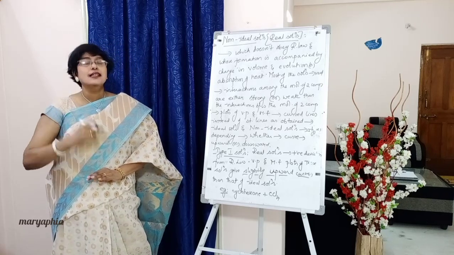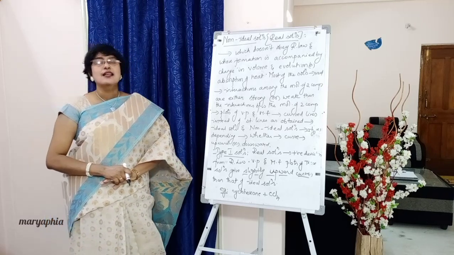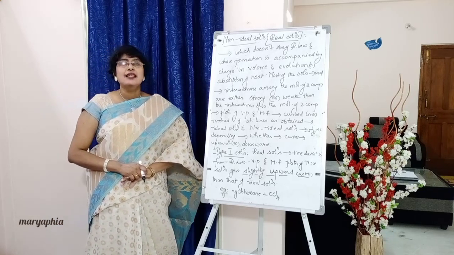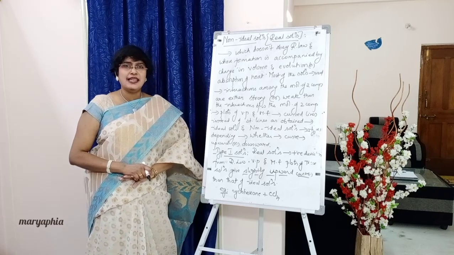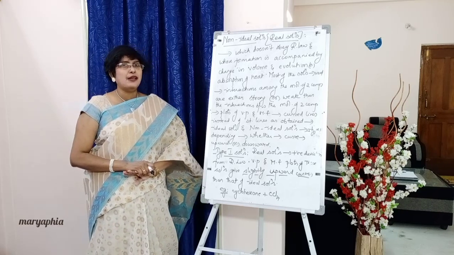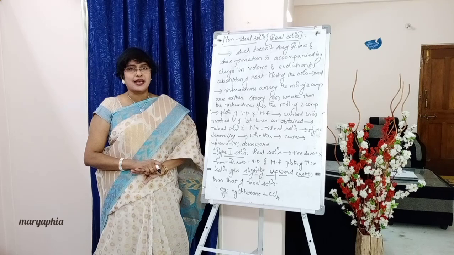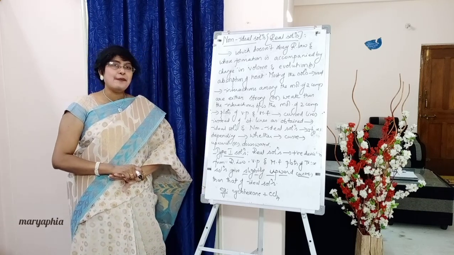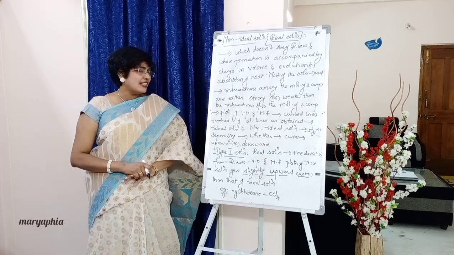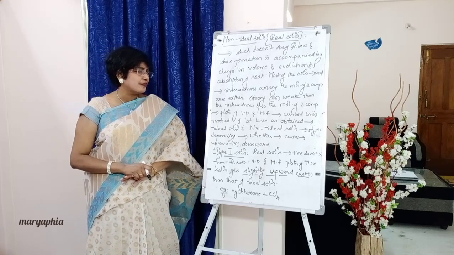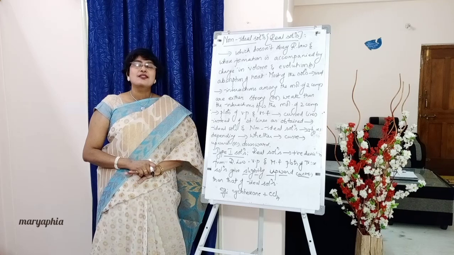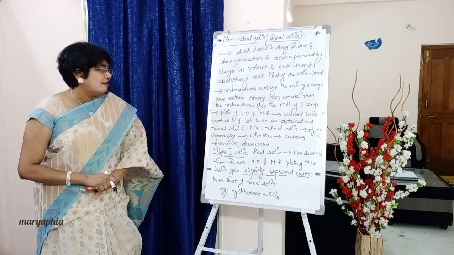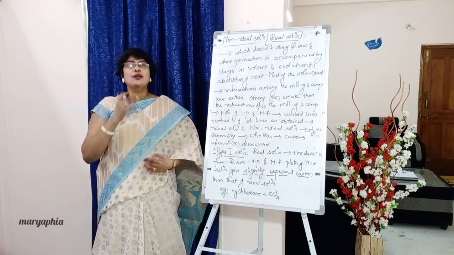Put the side heading, type 1 solutions. So now you might have understood what these three types are: type 1, type 2 and type 3. You might be thinking one will be upward, one will be downward, then what will be the third one? Okay, let us see. Type 1 solutions are the real solutions which show positive deviation from Raoult's law.